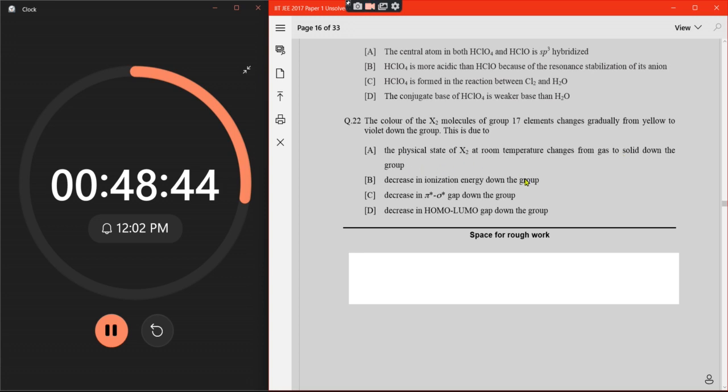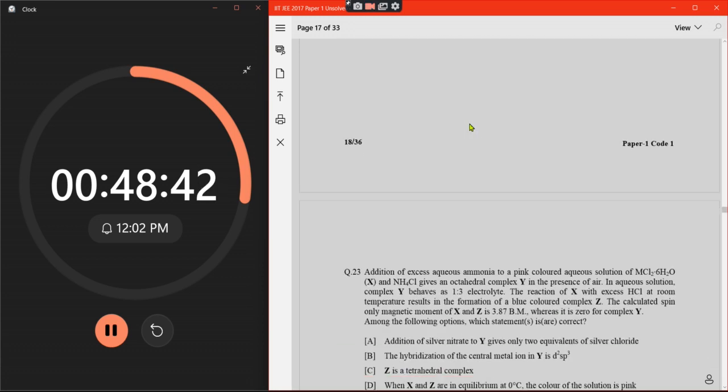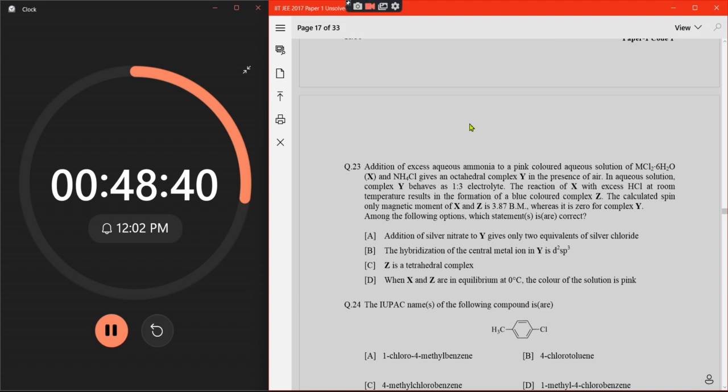हाँ, हो सकता है A correct हो, I don't know. Okay, just move on. Addition of excess aqueous ammonia to pink colored aqueous solution of MCl2·6H2O, in the presence of air, gives complex Y, which behaves as a 1:3 electrolyte. The reaction of X with excess HCl at room temperature results in the formation of blue colored complex Z. Okay, I don't know इसका actually.